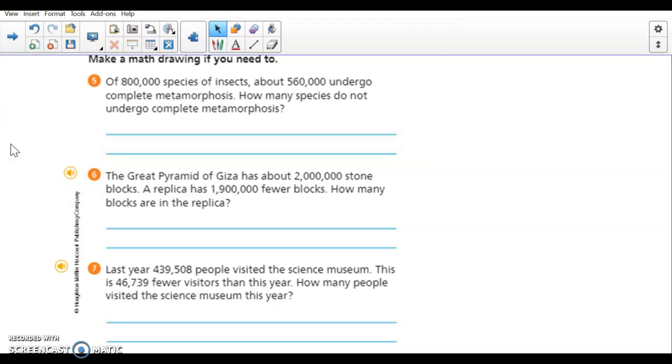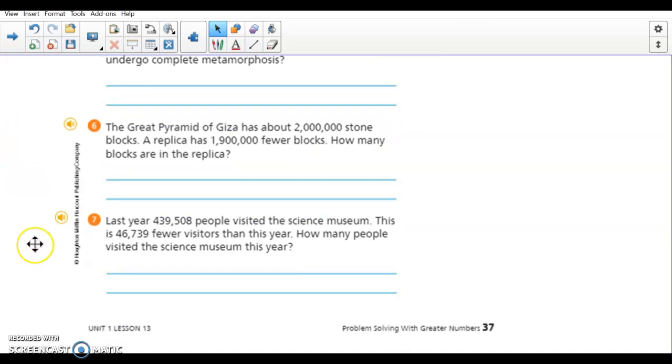The Great Pyramid of Giza has about 2 million stone blocks. A replica has 1,900,000 fewer blocks. How many blocks are in the replica? Number 7, last year 439,508 people visited the Science Museum. This is 46,739 fewer visitors than this year. How many people visited the Science Museum this year?